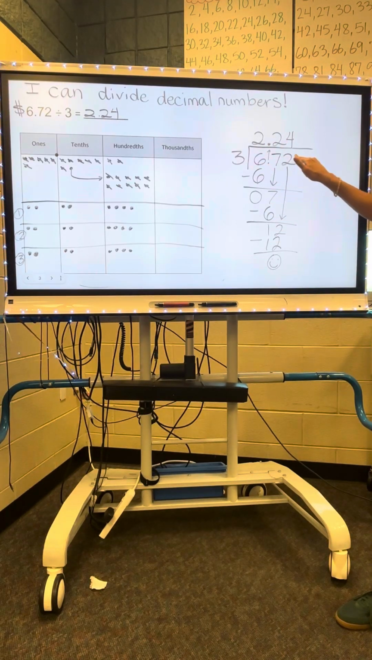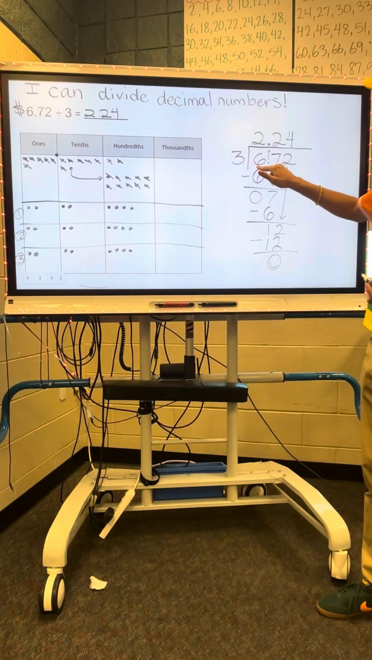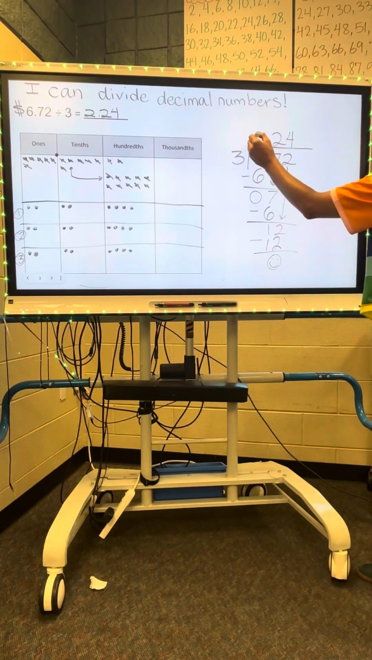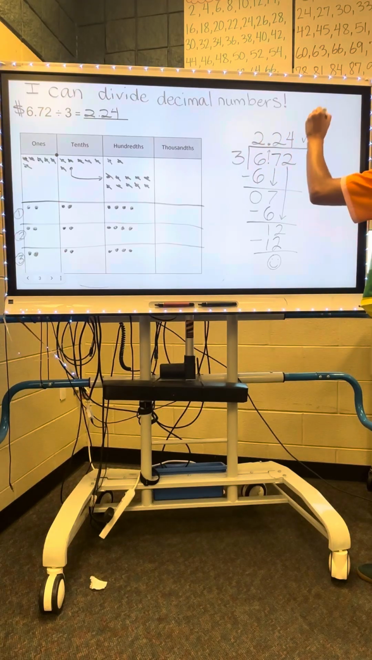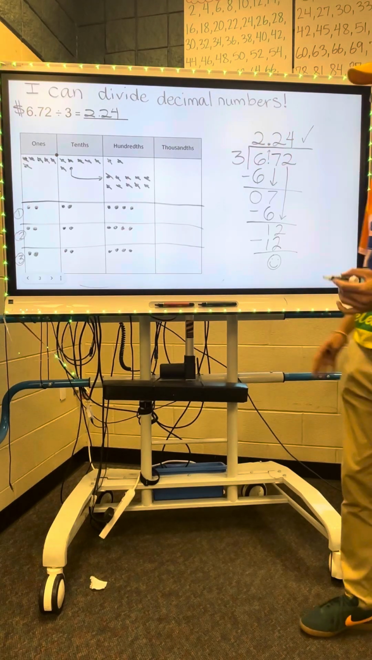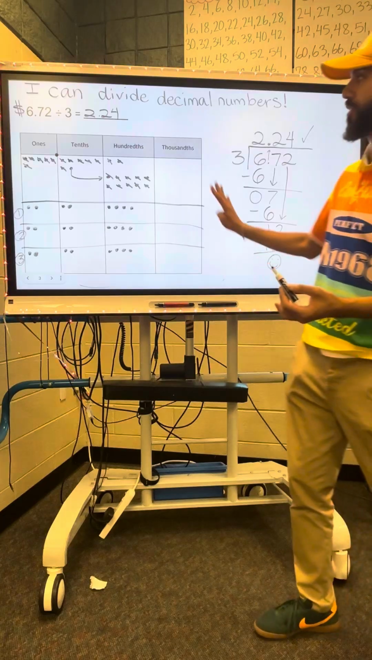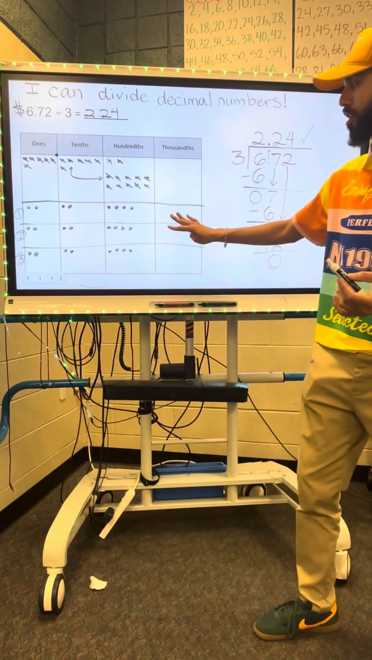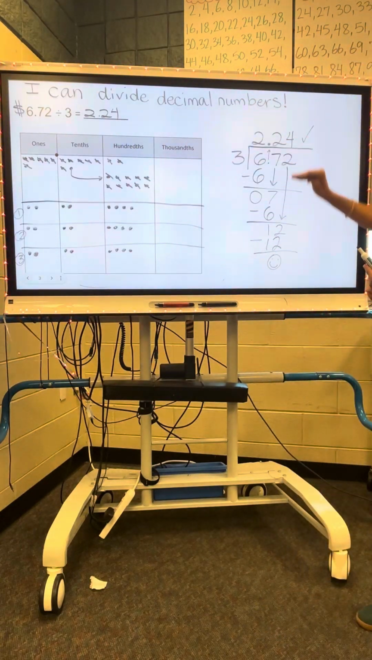6 and 72 hundredths divided by 3 equals 2 and 24 hundredths. Check. And this is the relationship between dividing with the place value chart and moving towards the standard algorithm of division, which we call long division.